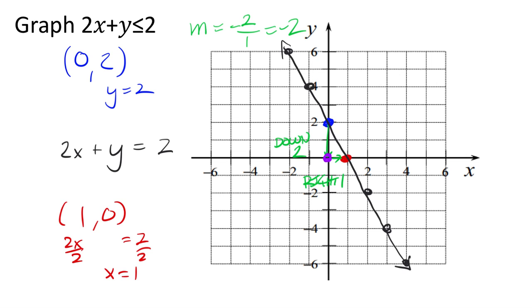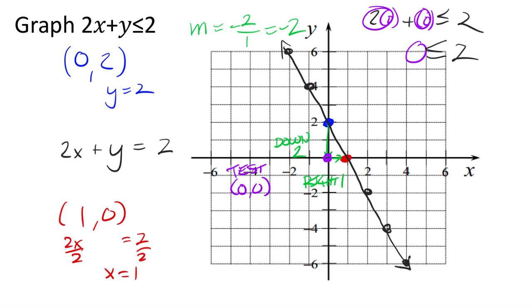Since it's not going through the origin, I'm going to test the origin, (0, 0), in the original inequality. Remember, our inequality is 2x plus y is less than or equal to 2, but now we're going to replace the x and the y with 0 because we are testing the ordered pair from the origin to see if it's true. Well, 0 times anything is 0, and 0 plus anything is itself, including 0, so I now have 0 is less than or equal to 2. This is true, and since it is true, that means we will shade that side of the line.